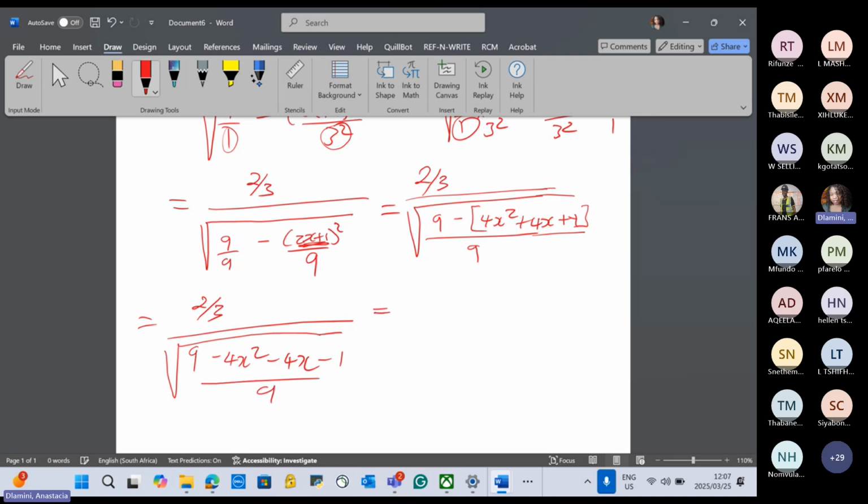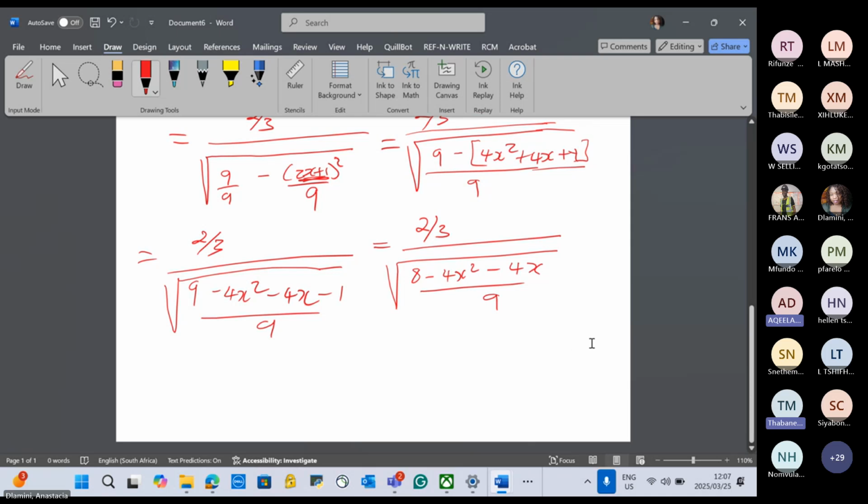But something is bothering me here. But let me not talk about what's bothering me because it's not important. Let's continue. 3 over 2 over the square root of. So this is what? Look at this. So this is 8 minus 4x squared minus 4x over 9. Am I done?